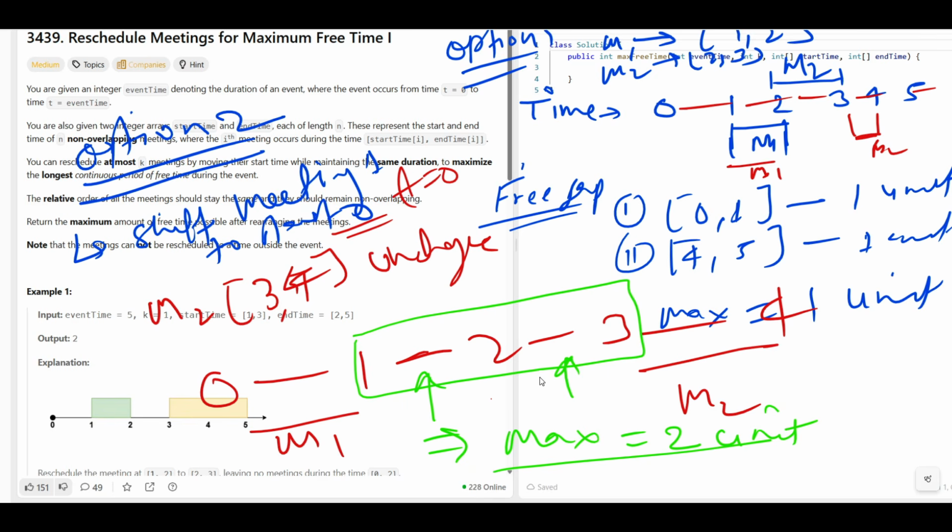So we can say after shifting meeting 1 to the start, using one allowed move, because k is given as 1, the maximum free time we can create is between 1 and 3. Because from 3 to 4 we already have meeting M2, and next there is 5 also. So our maximum free time is 2 units. I hope you understand. Let's understand the code.